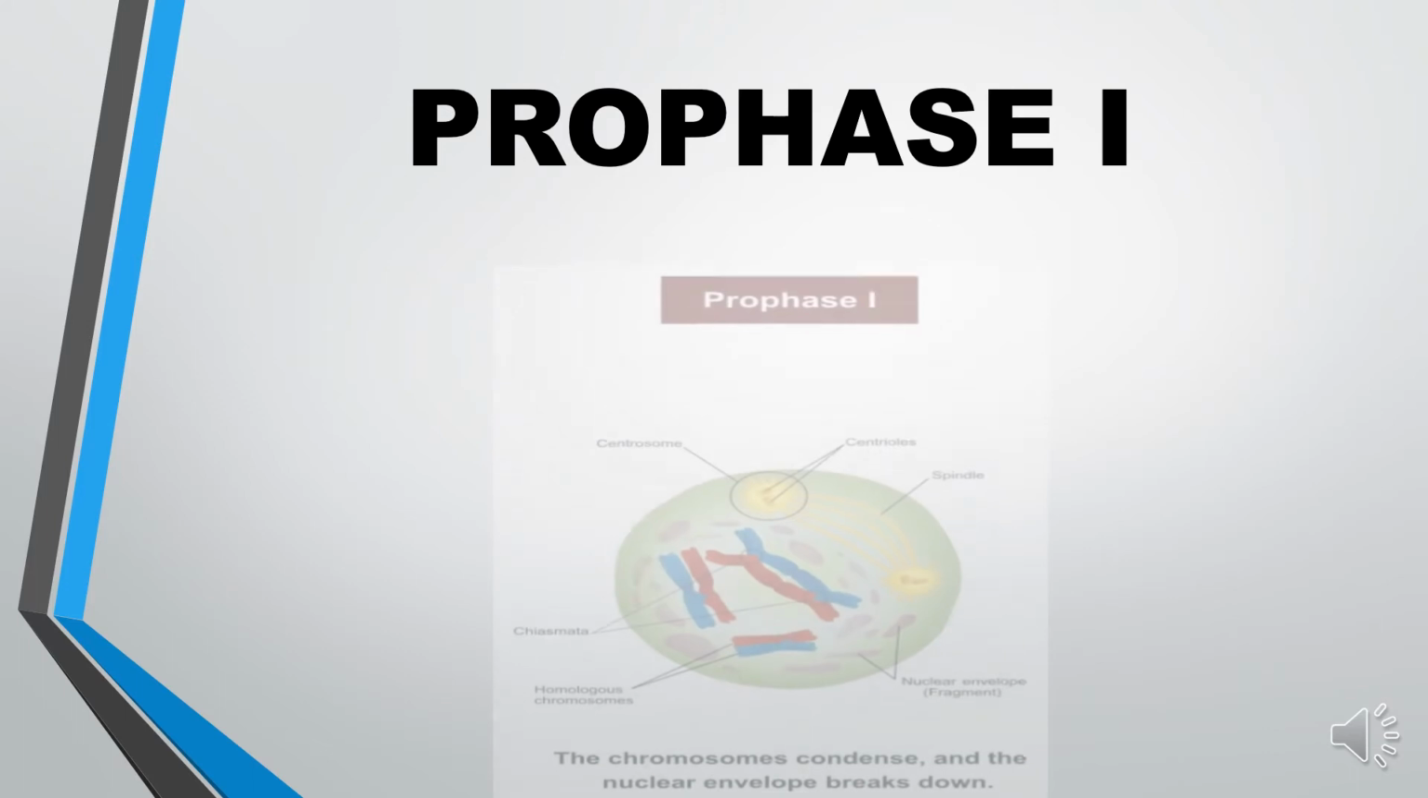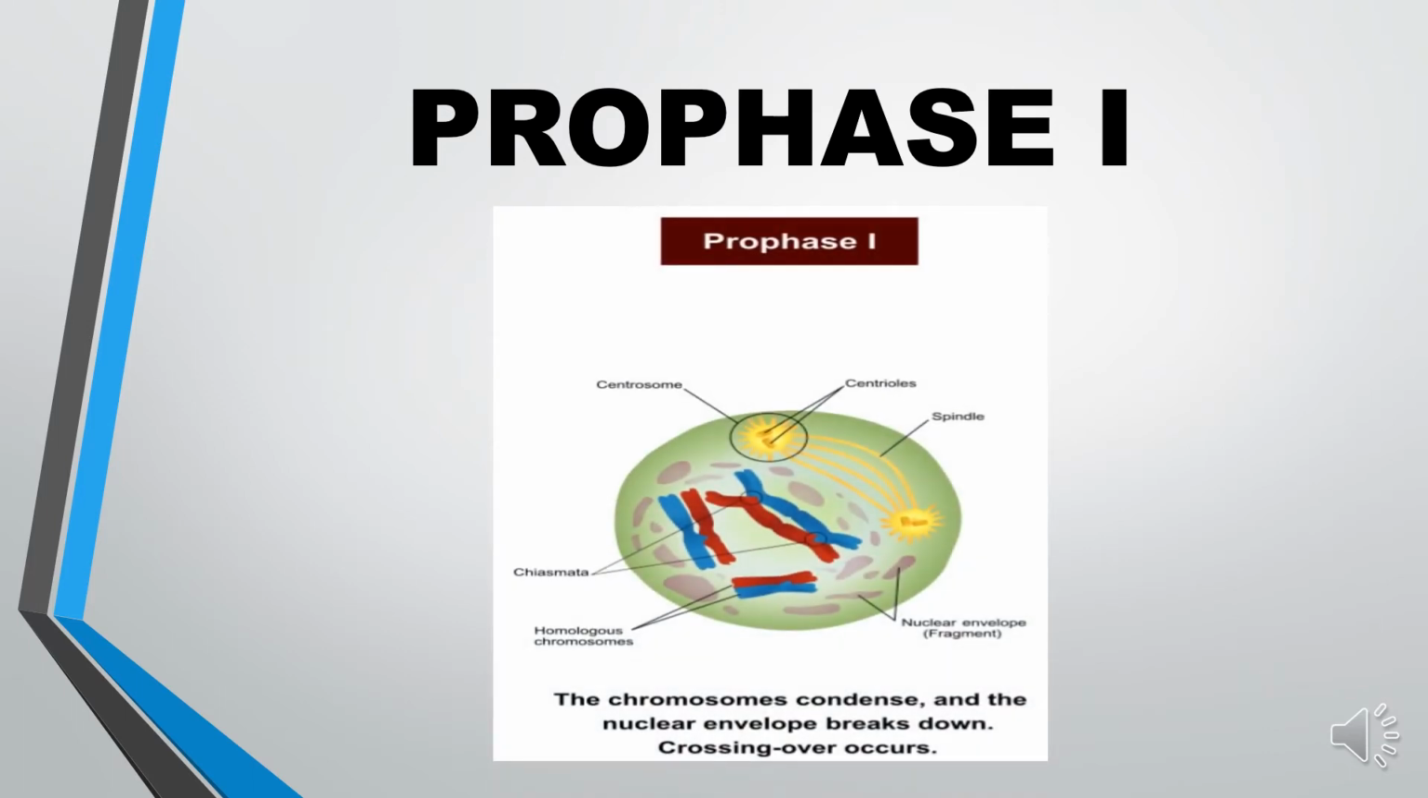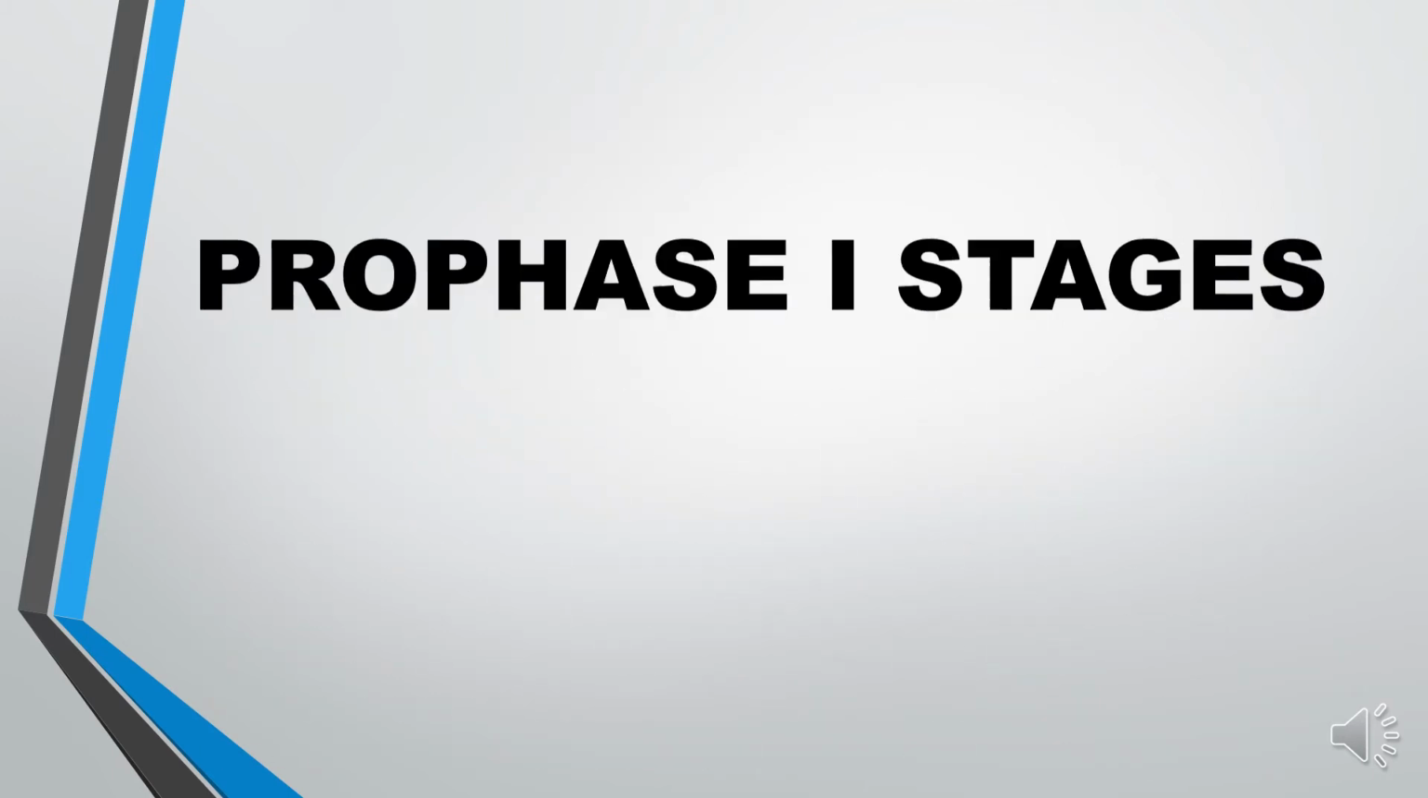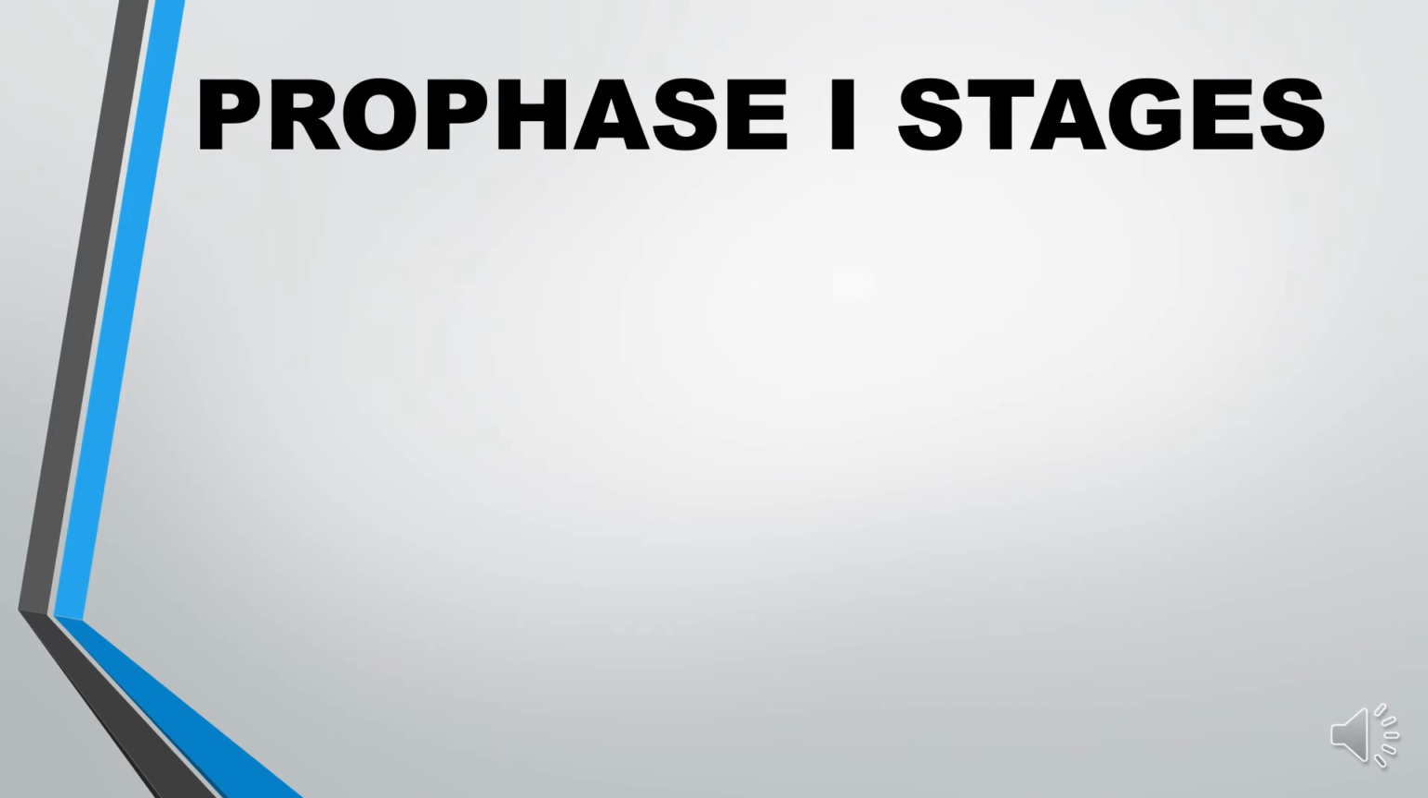Pro means before. So here in prophase 1, same as the prophase in mitosis, the chromosomes condense. When we say condense, the chromosomes are thickening and visible, and the nuclear envelope breaks down and crossing over occurs. So next are the prophase 1 stages. Before we proceed to metaphase 1, we will first pass through the different stages of prophase 1.